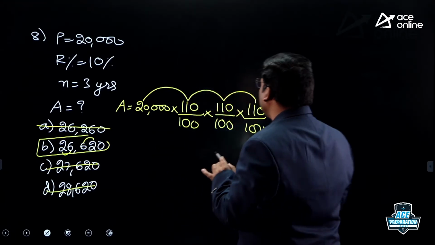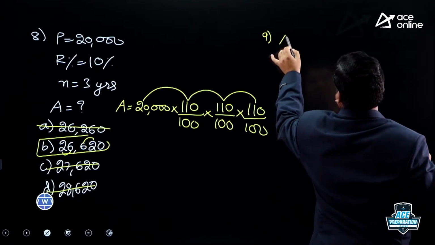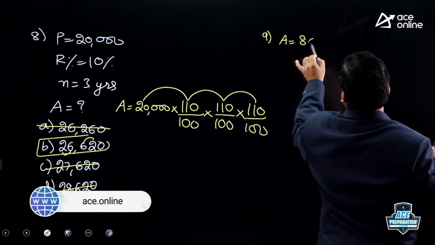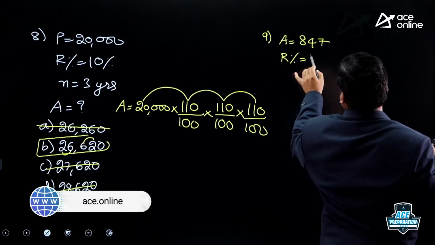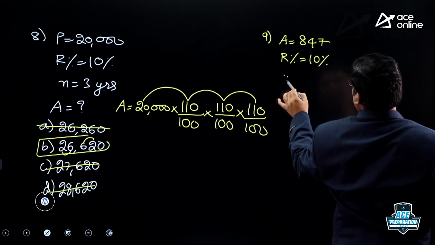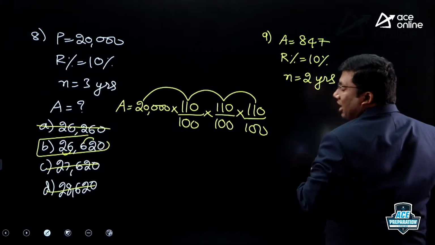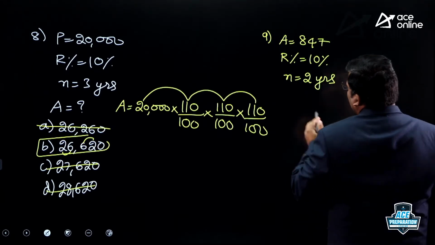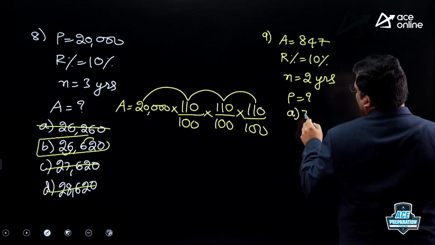Suppose if the question is amount is 849, R is 10%, N is 2 years. Find the principal.